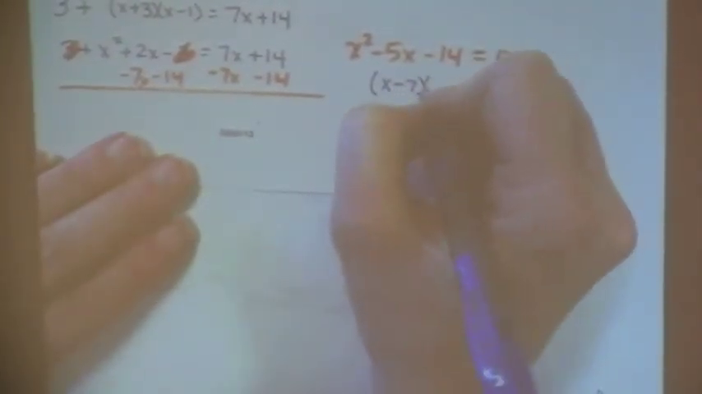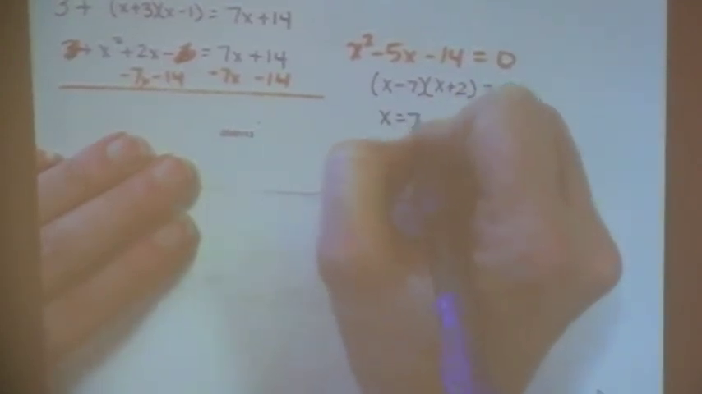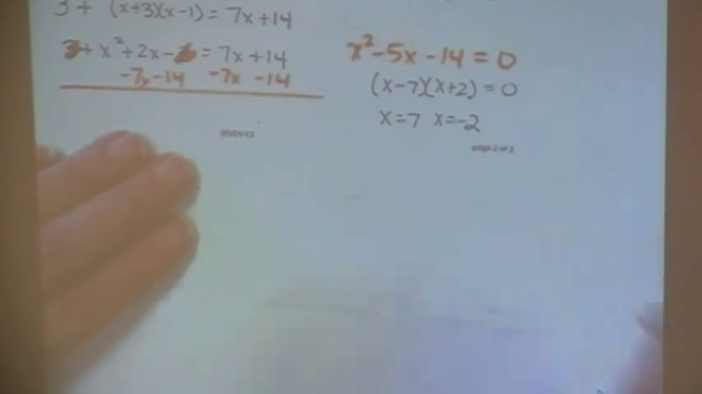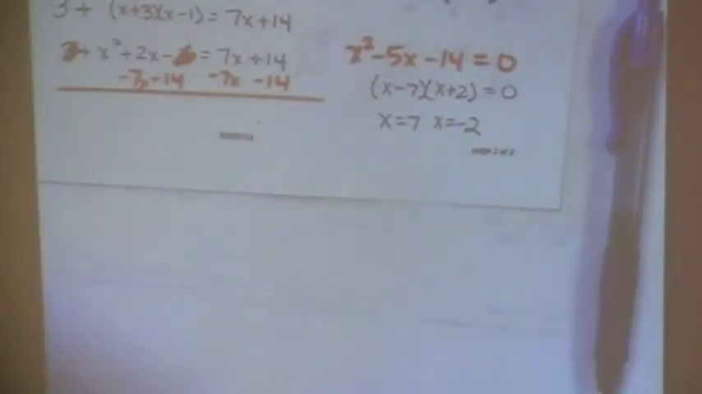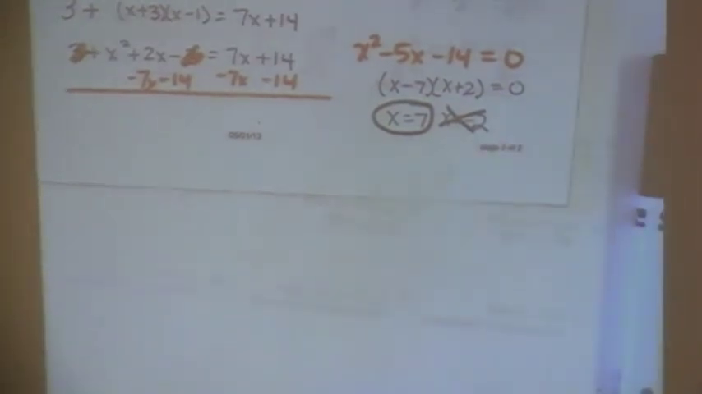Factors of negative 14, that would give you negative 5. Negative 7 and positive 2. So your answers are x equals 7 and x equals negative 2. But negative 2 is one of your restrictions, so that one doesn't count. This is your only answer. Yeah, you can always find the answers by putting them in your paper. Okay, that works. You can track yourself that way.